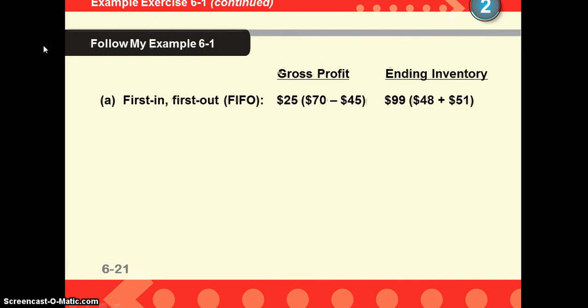Our first one, first in, first out, we're going to have $25 gross profit. Our first item was $45. So we take our $70 that we sold it for minus the $45 cost of merchandise sold, it's $25. We take the amount of our other 2 purchases, our second purchase of $48 and the third of $51. Our ending inventory is worth $99. Take a second if you need to correct B and C.